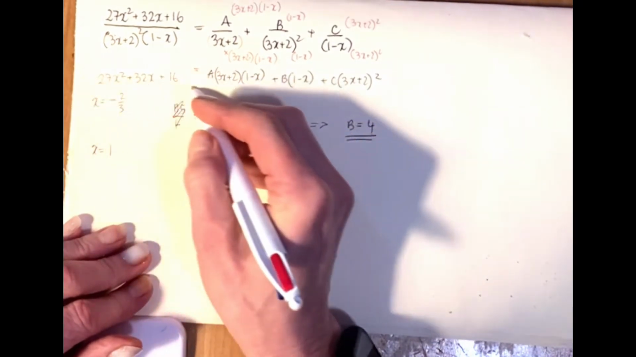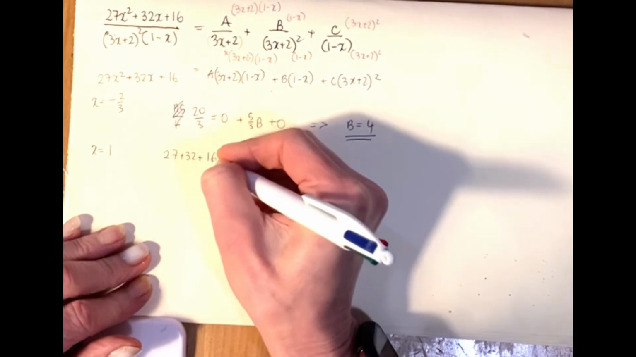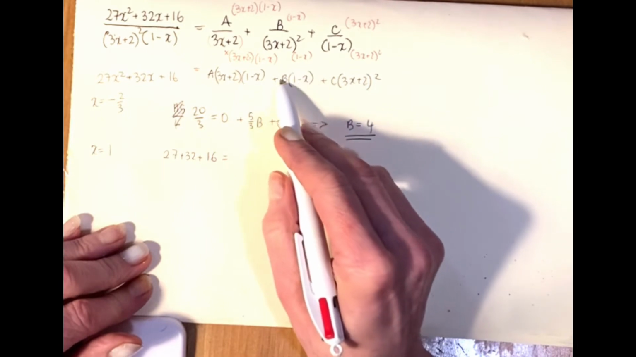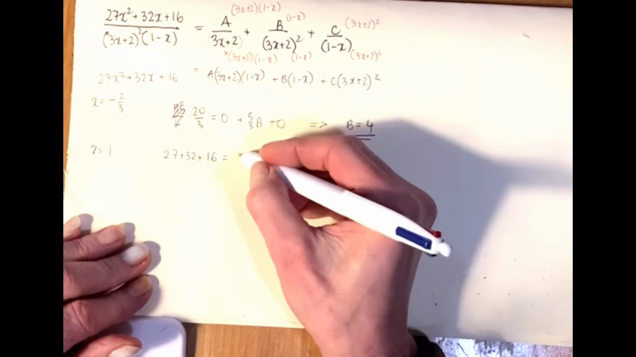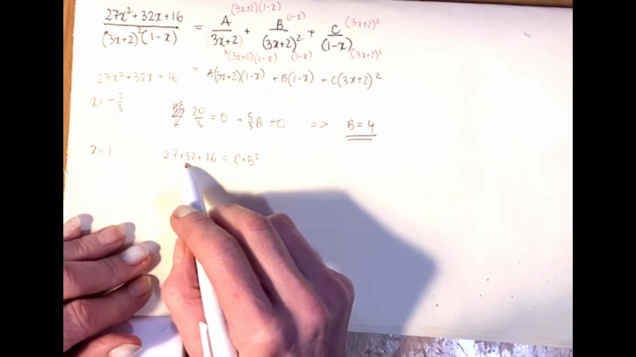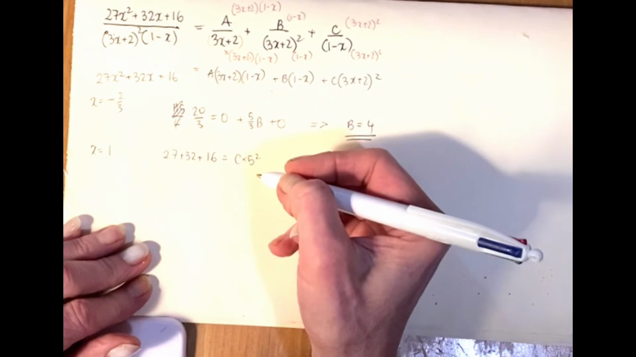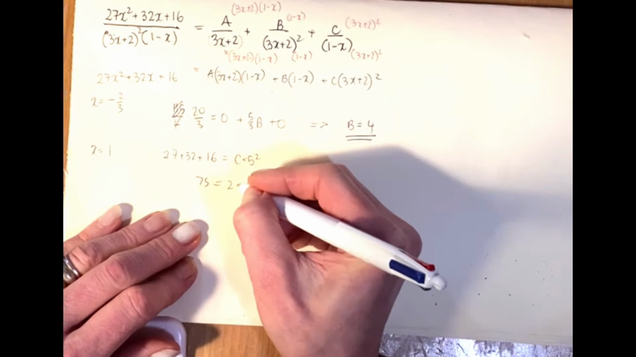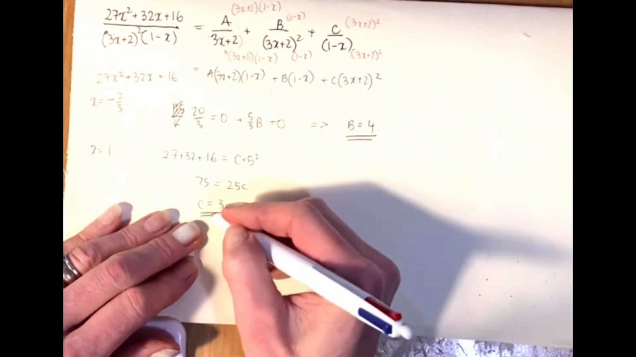If you put 1 into this left-hand side, you'll have 27 add 32 add 16. If you put 1 into this, that will go to 0. This one will go to 0, so you just have to put 1 into the last part. So it's C multiplied by 5 squared. So this is going to be 75 is equal to 25C, giving us C is equal to 3. So you've got the value of B, you've got the value of C.